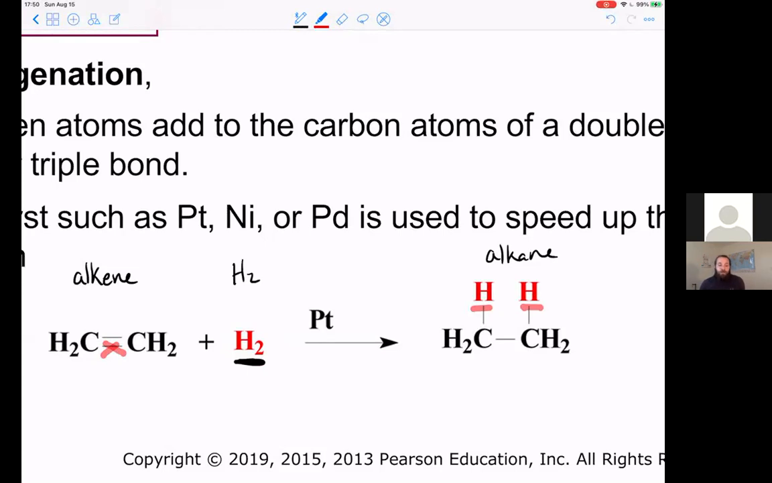Okay, so that's why it's called an addition reaction, because you're adding atoms to either side of the double bond. Each carbon on either side of the double bond is getting a new atom added to it. In case of hydrogenation, they're both hydrogens that are going to be added.